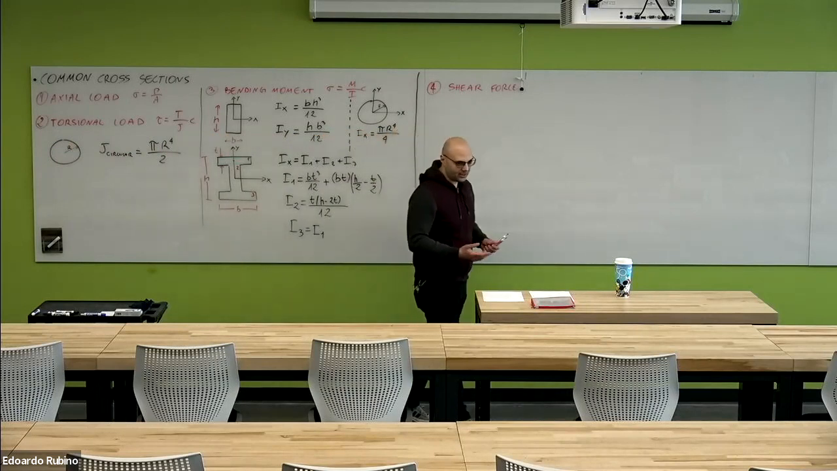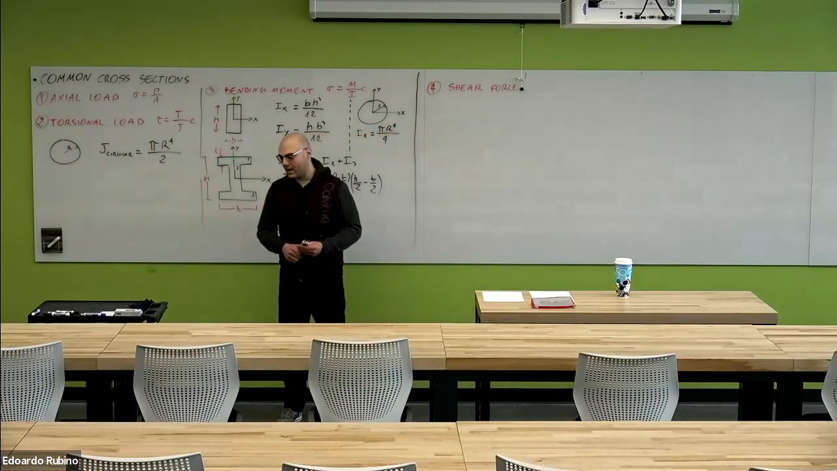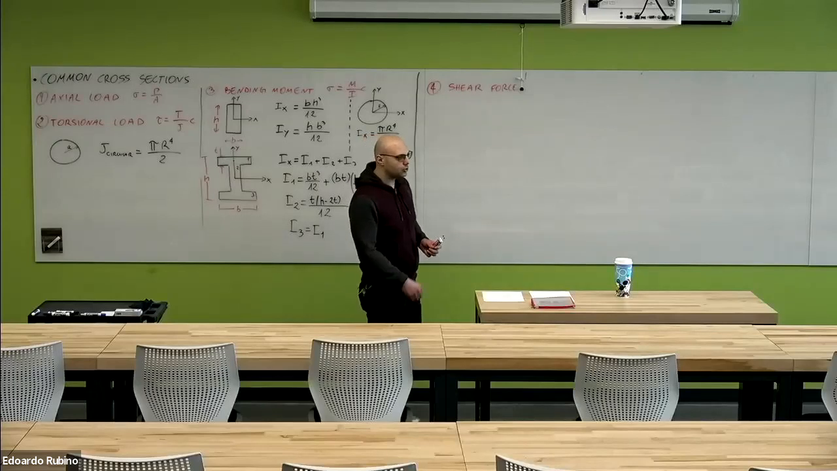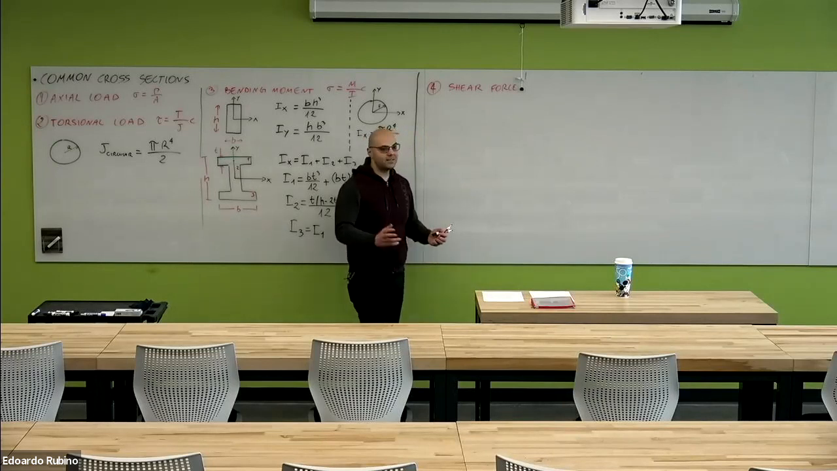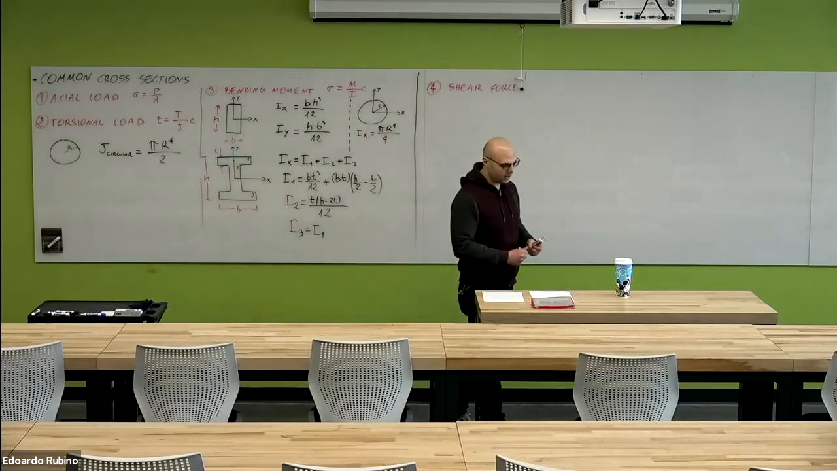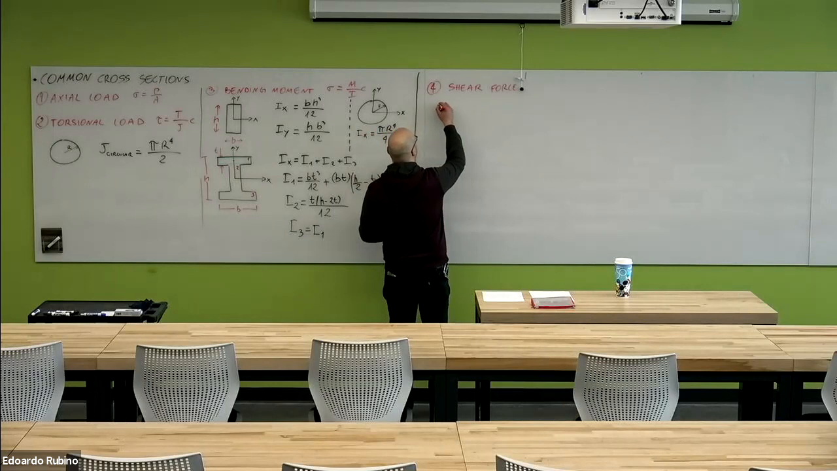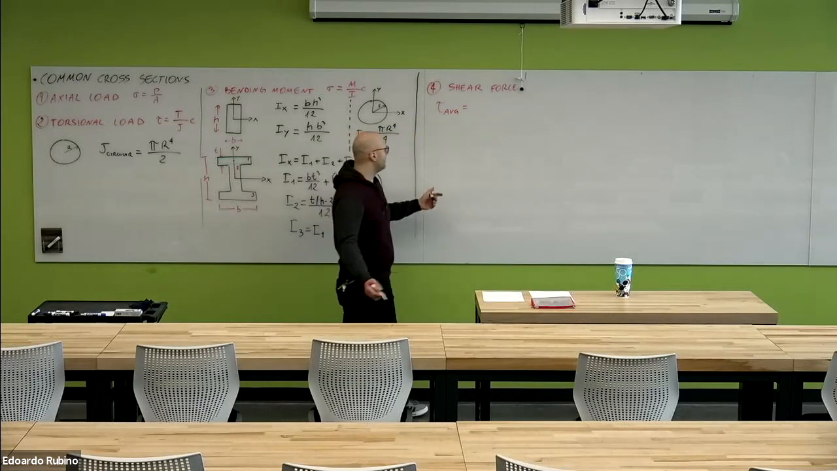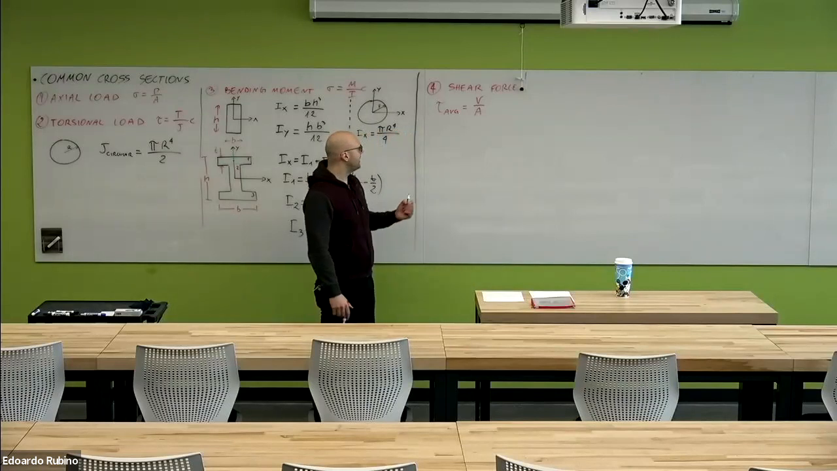So this is something that can be used when we have a pin, for example, or when we have cross sections that are not too thick in comparison with the rest of the dimensions of the beam. Again, this is an approximated equation, but it gives a rough estimation of how the shear stress would look like. So in this case, the average shear stress is simply given by V divided by A, where V is the shear force and A is the cross section.